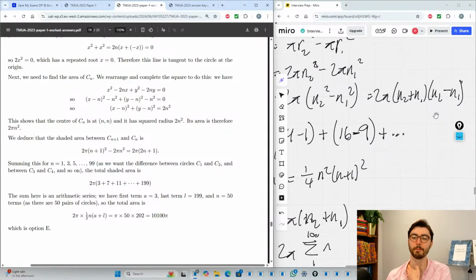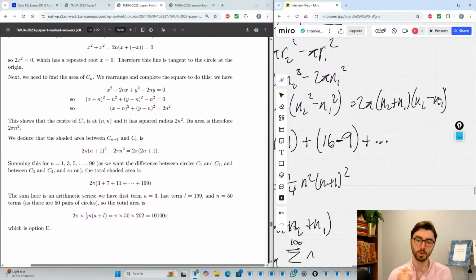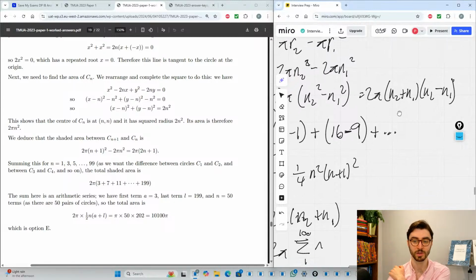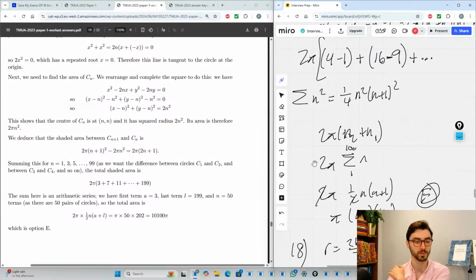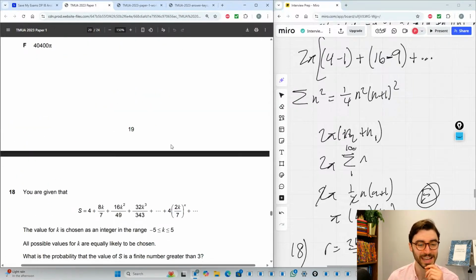Because the n2 minus n1 would have been 1. So it really would have been just 2 pi times 1 plus 2, and then 3 and 4, and then 4 and 5 and 6. So it really is just 2 pi times the sum of all the numbers from 1 to 100. Yeah, go on, I found a better one than them. Take mine.